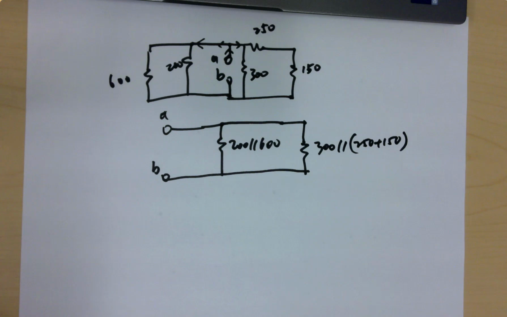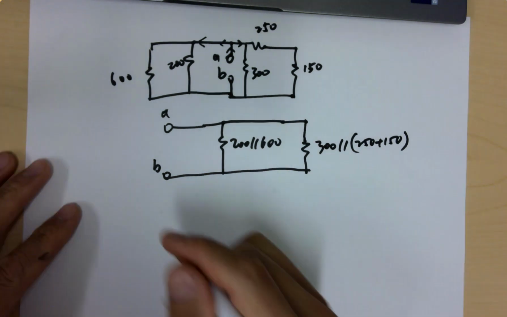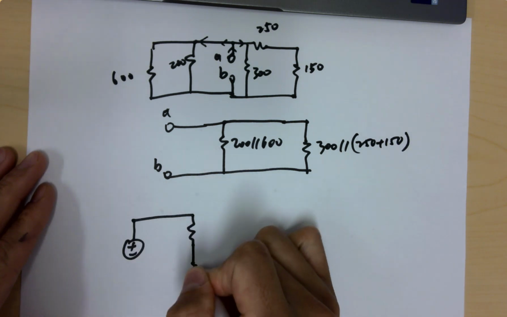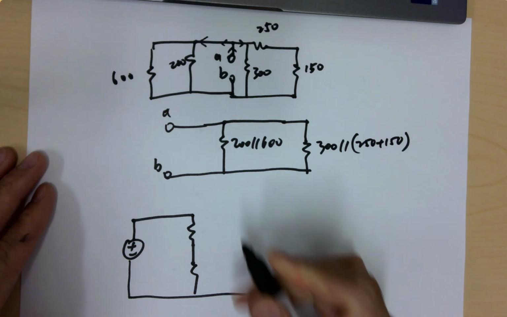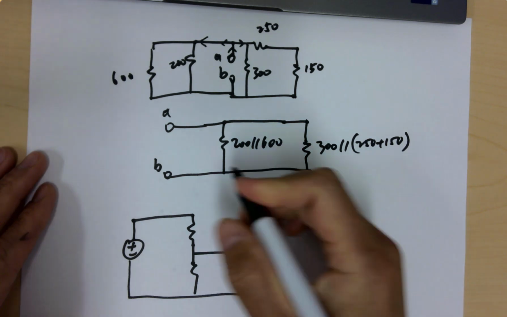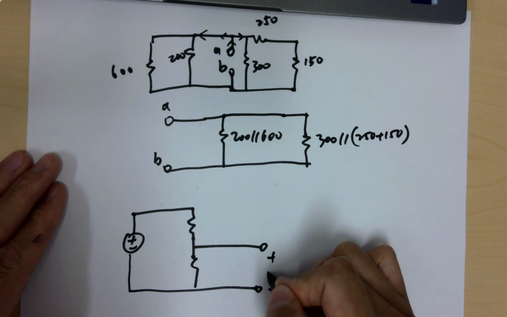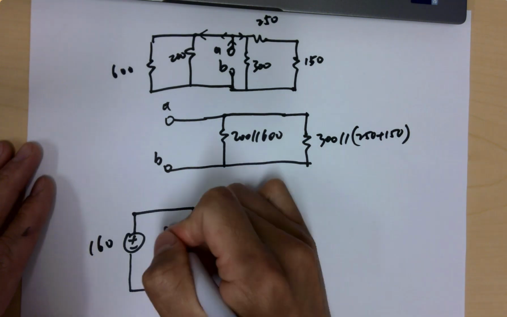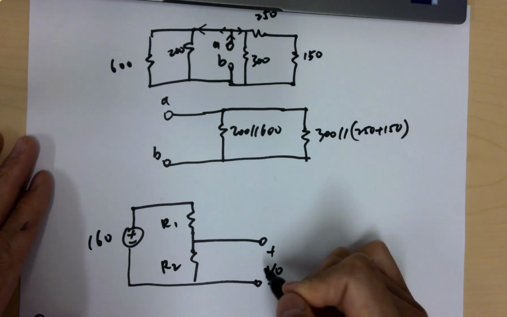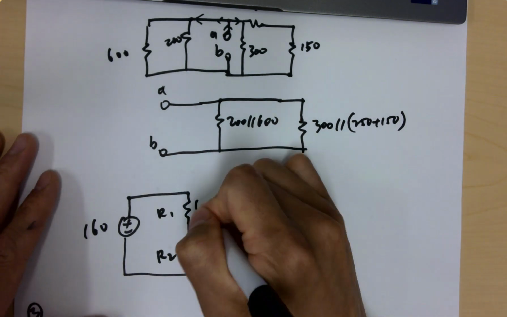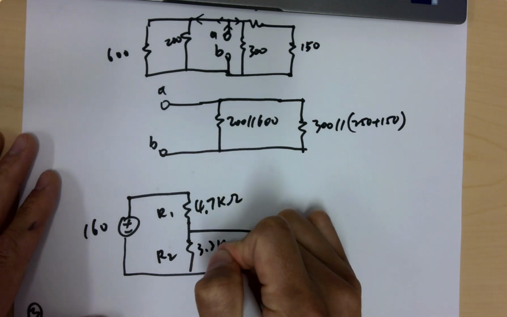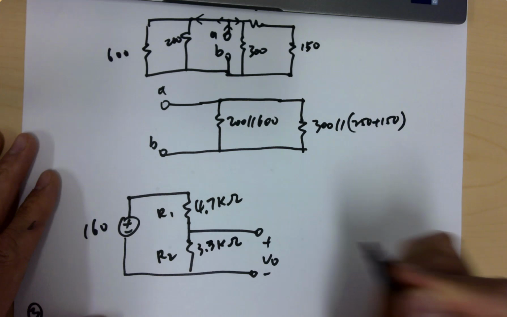Next one. So this one has a power supply, one resistor, two resistors, and here's the output. It doesn't matter where it's defined as the output. If you know the voltage, you know the current, you know the resistance, you should be able to find out V out, right? So this is 4.7 kilo ohms, and this is 3.3 K ohms.